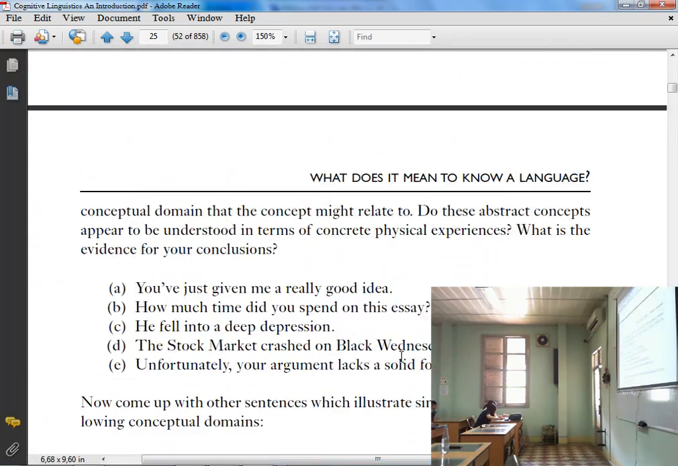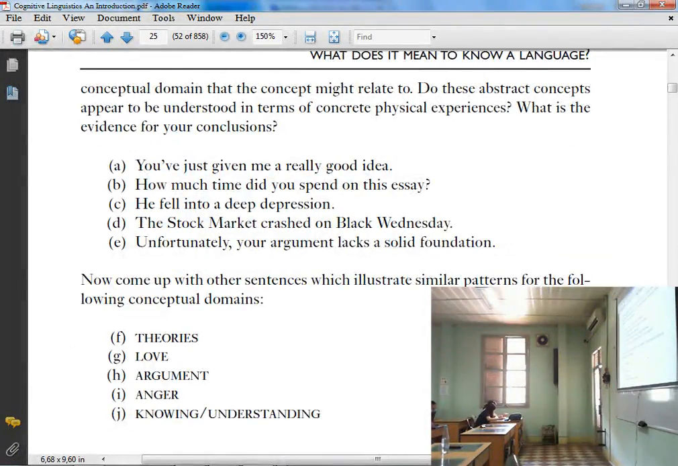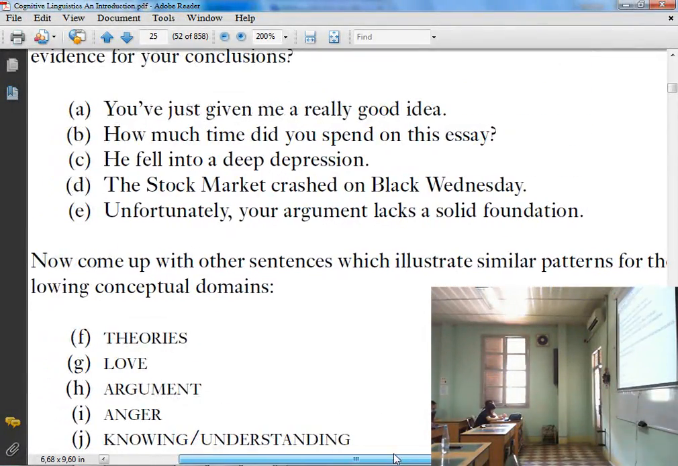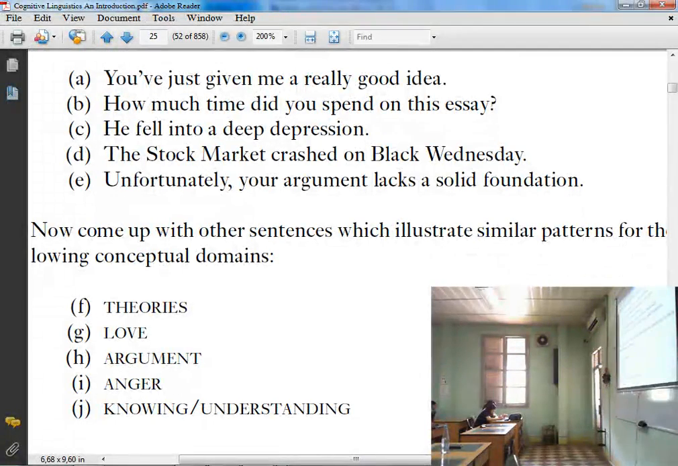Now in pairs or groups, please do this exercise. What domains of concepts do these abstract concepts relate to? Now I do one example for you.